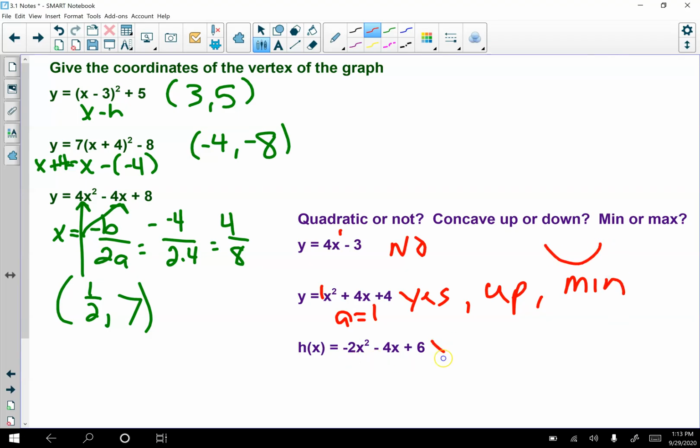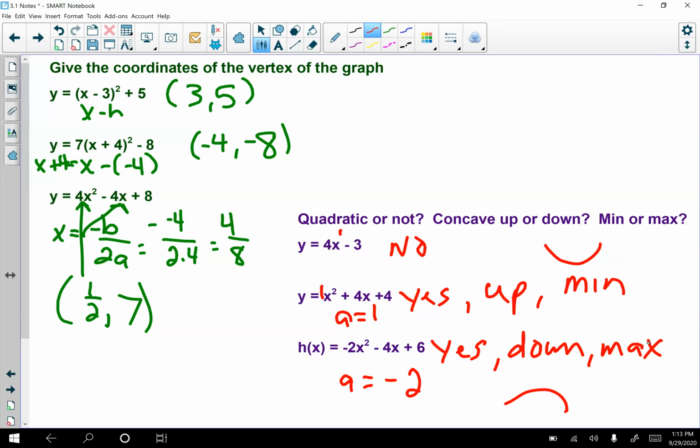This one, I would say, again, yes. My a is negative 2, right? So this is going to be concave down, which is going to give me a max.